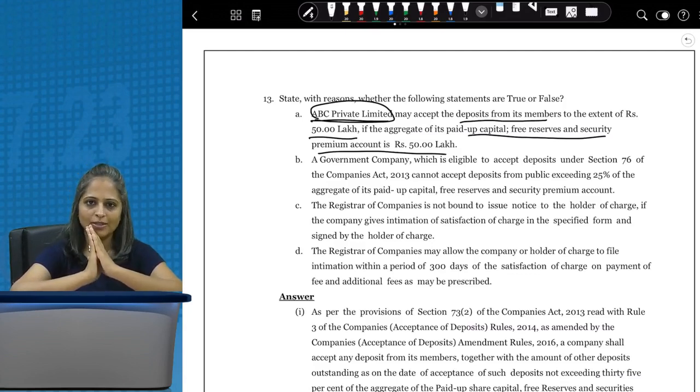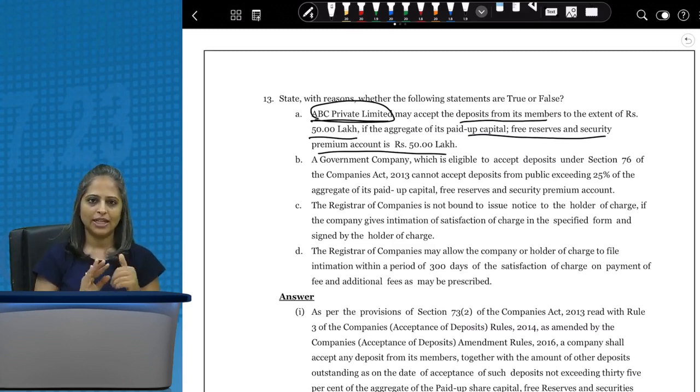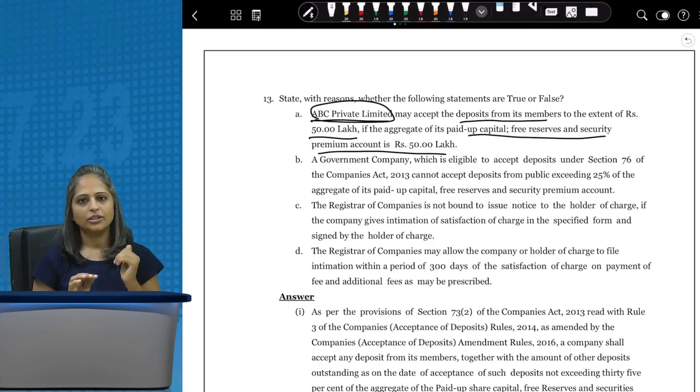In this case, it's saying that it's a private limited company. Paid up capital, free reserves and securities premium amount to 50 lakhs. 100% of 50 lakhs is 50 lakhs, and hence deposits from members up to 50 lakhs can be accepted and the statement is true.